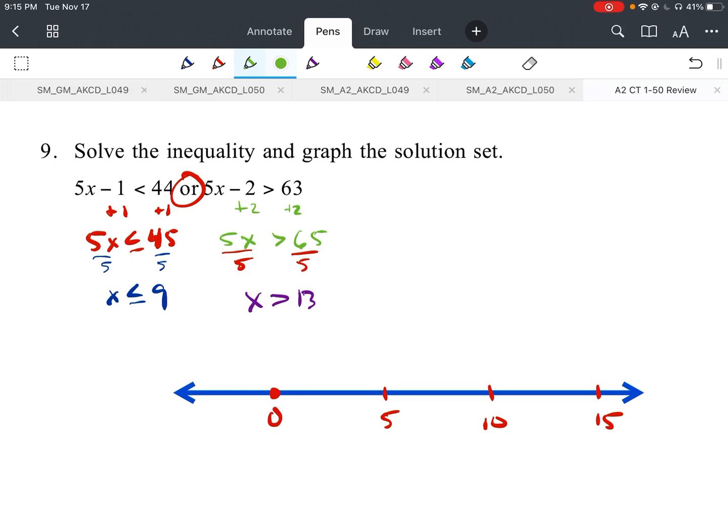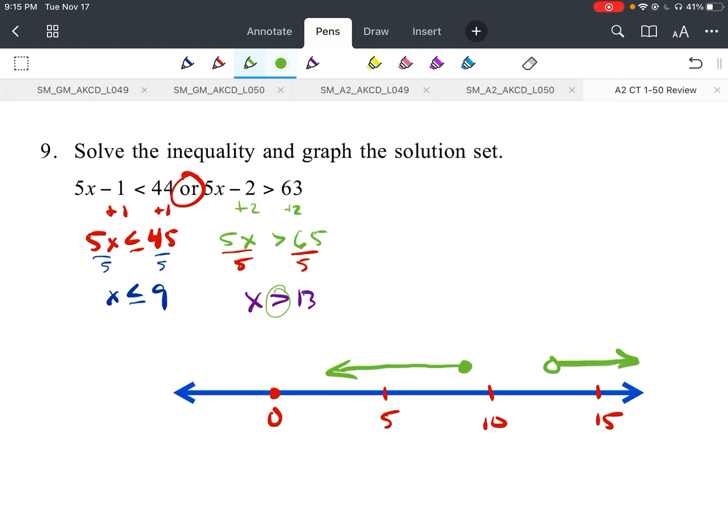So x is greater than or equal to 9, so we'll put a filled in circle here at 9, and it's less than, so it's going to go this way. Okay, filled in. And or x is greater than 13, so find 13, put a dot there, and actually, correction, this should be an open circle because there's no line right on this one. So open circle shaded to the right.